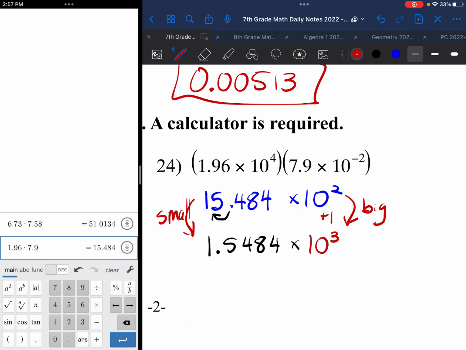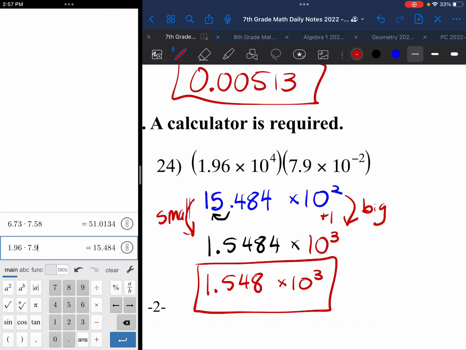Let's go ahead and round correctly. This is going to be 1.548. Again, we keep this number 8 because the number after it is less than 5. If this had been a 5, it would go up, 6 would go up, and this would change into a 9, but that's not the case. So I can just continue writing the problem. This is still times 10 to the power of 3. Final answer, and box it.